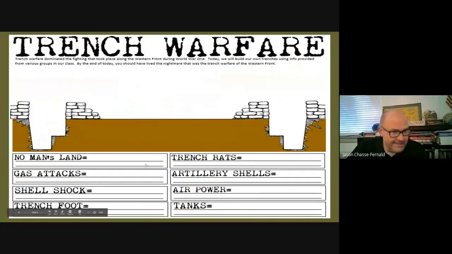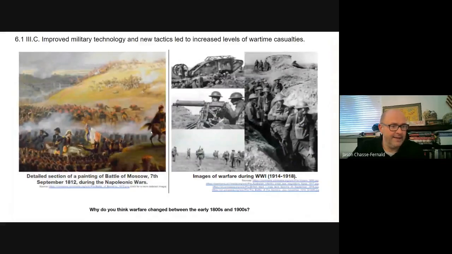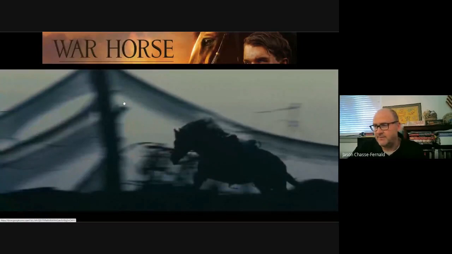As far as this basic vocab, most people are familiar with all this stuff. If you do have any questions on this basic vocab associated with the First World War, please feel free to shoot me an email and ask. All right. So largely what we're looking at here is to make sure you understand the new military technology. And we'll go through some of this stuff.